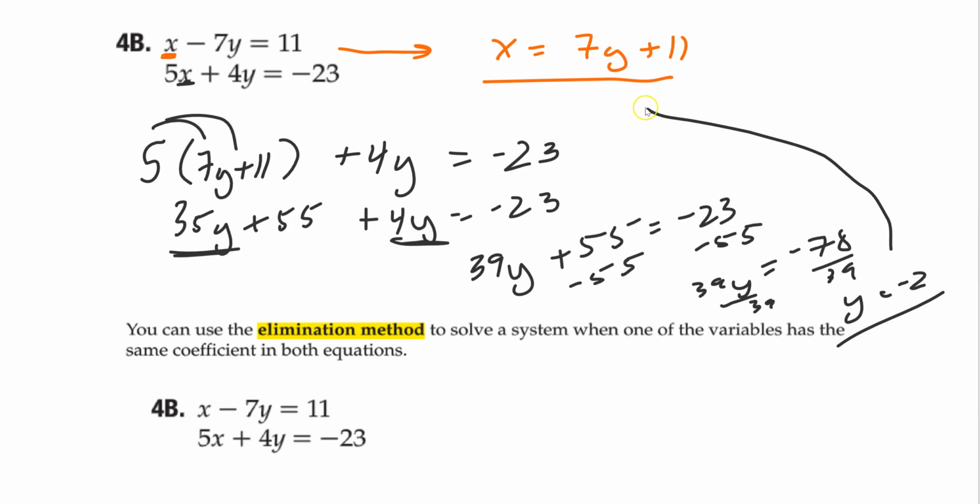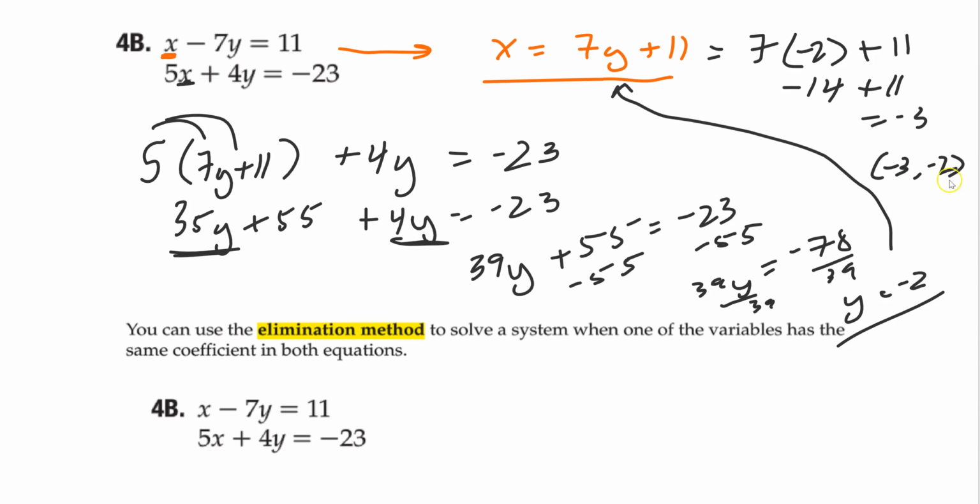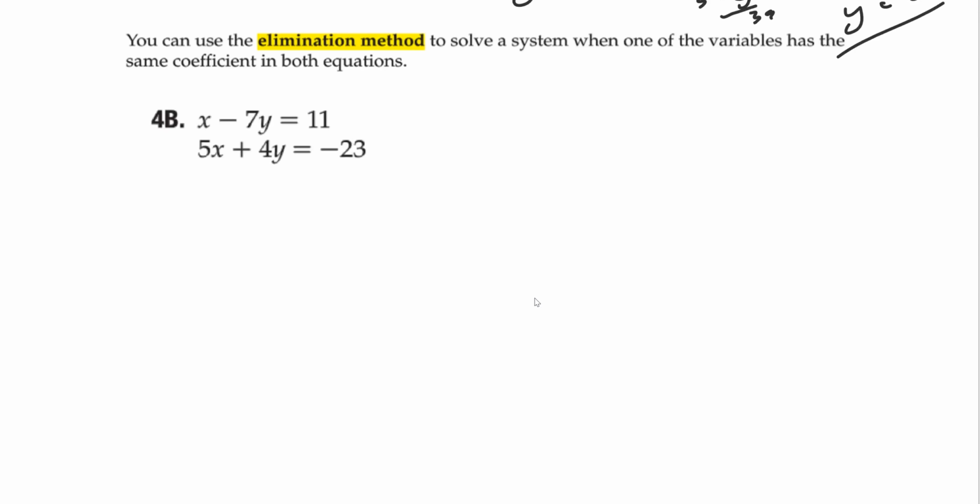Plug it back in. Easiest thing to plug back into is this. So you get 7 times negative 2 plus 11. Negative 14 plus 11. So I get negative 3. So my answer is negative 3, negative 2. X goes before y. That's a substitution method. And that's going to my favorite method, the elimination method. So we're going to do the exact same problem we just did. Now we're going to do by elimination.